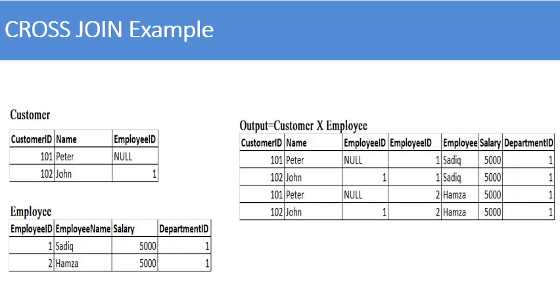Let us see how cross join works. The first row from customer and the first row from employee are joined. This makes the first row in the output table. Then the second row from customer and the first row from the employee table produces the second row in the output. Then the first row from customer and the second row from employee are joined to produce the third row in the output. Then the second row from customer and the second row of employee are joined to produce the fourth row in the output.